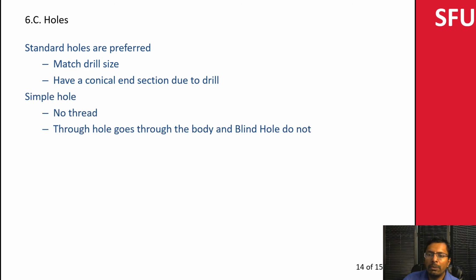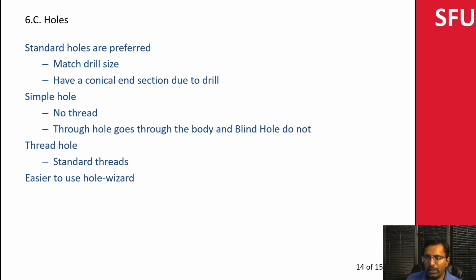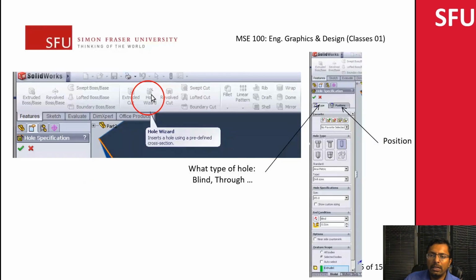You can also do simple threads or holes without thread, which would be through holes, and then if it doesn't go through the object, it's known as a blind hole. And then you can have thread, which is the standard thread based on the size that you actually select. And then you can also use the hole wizard feature, which kind of allows you to quickly do all of these standard versions. So on the next page, we'll cover that as well really quickly.